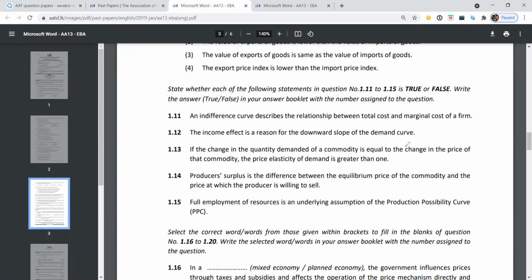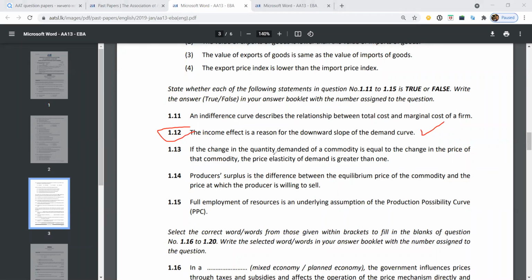We are supposed to put true or false here. Income effect is the reason of downward slope demand curve. Yes, it is true. Even right now we considered the same thing.